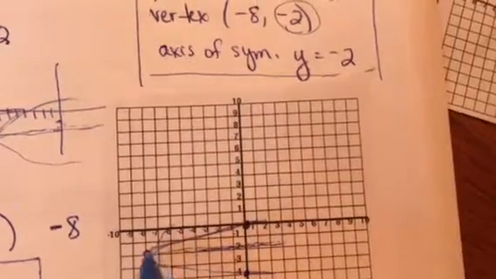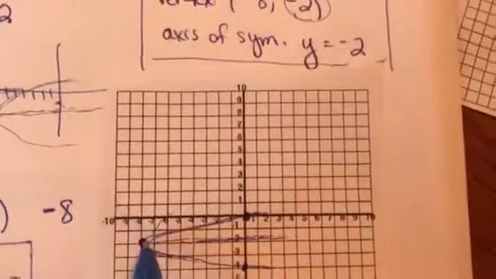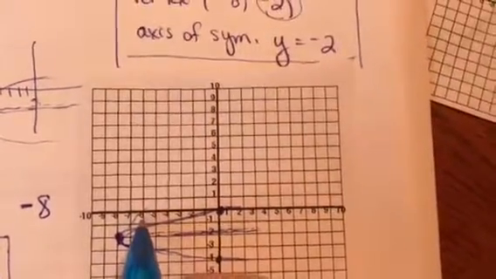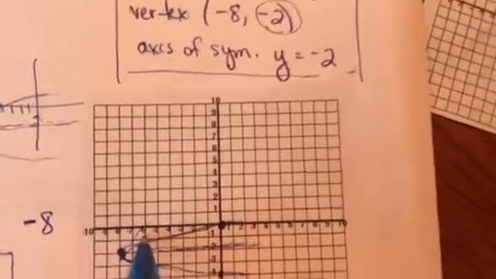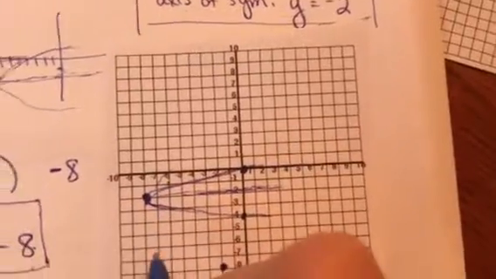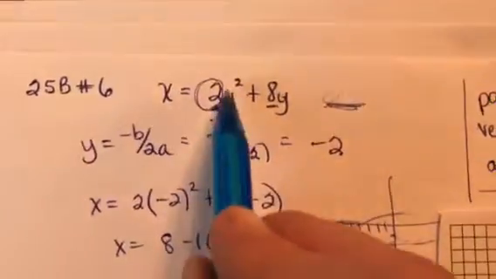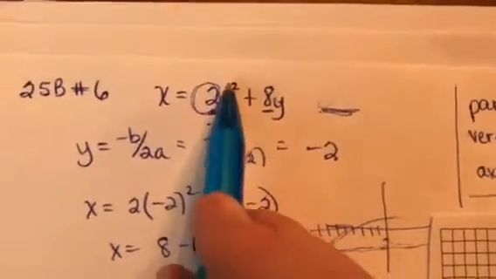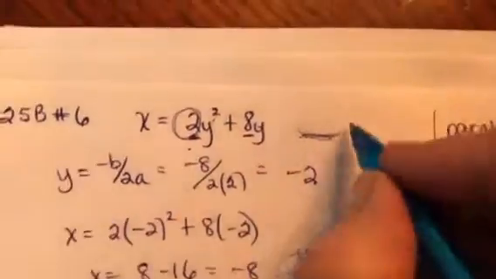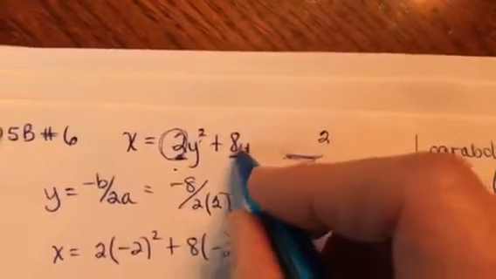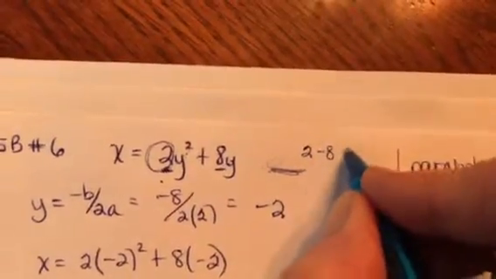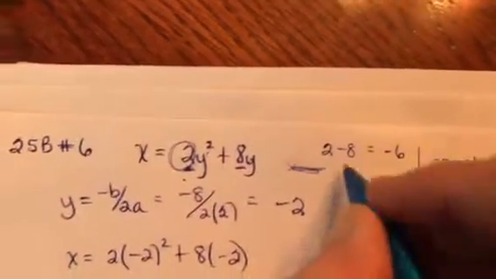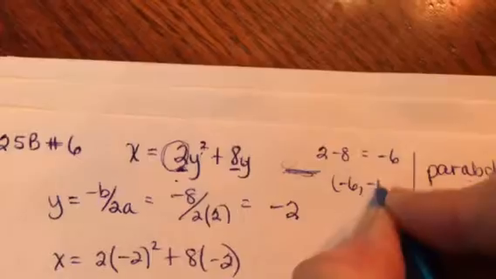Now, if you want one more point, you could plug in something close to this for your y value. Here my y value is going to be what? Like a -1? Pick something nice. So if I plug in a -1 right here, let's try that. That's 1. 1 times 2 is 2. So let me write this right here. -8, because 8 times -1 is -8. So that gives me what? -6. 2 minus 8 is -6.